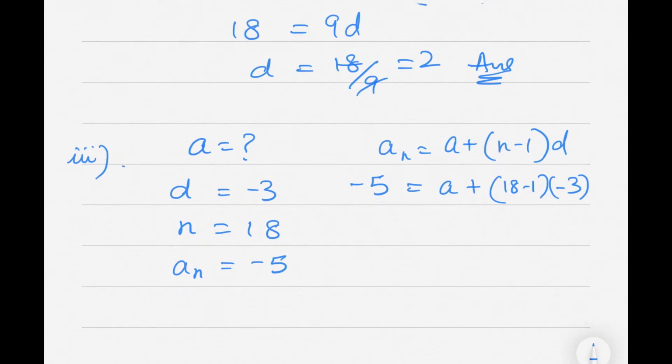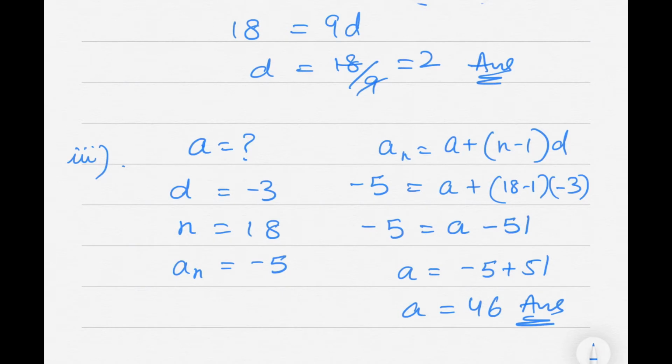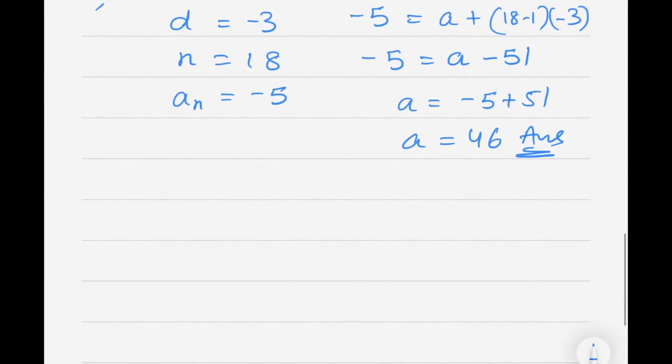Okay, now minus 5 is equal to a, and this is equal to 17 and this is 51, so minus 51, right? Okay, now a would be equal to minus 5 plus 51. So what will it give me? It will give me 46. So a is equal to 46. That's my answer. Okay, let's move to the fourth part now.